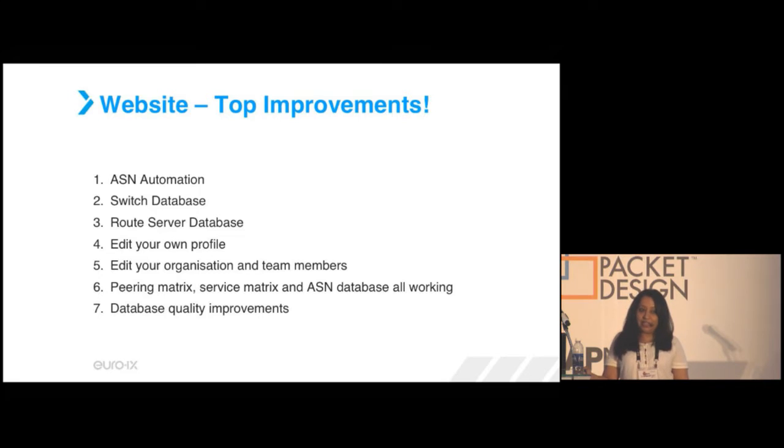IXPs are able to edit their own profiles, which surprisingly they couldn't do before, and other edits and things that are now available for internet exchange points. We have a peering matrix, service matrix, and ASN database, and I'm going to show you how you can use those a bit later on. And database quality improvements. So while we said, right, let's start from scratch and rebuild this whole database, let's make sure that the data that's going in there is correct, and that the internet exchange points in there are actually alive and working.